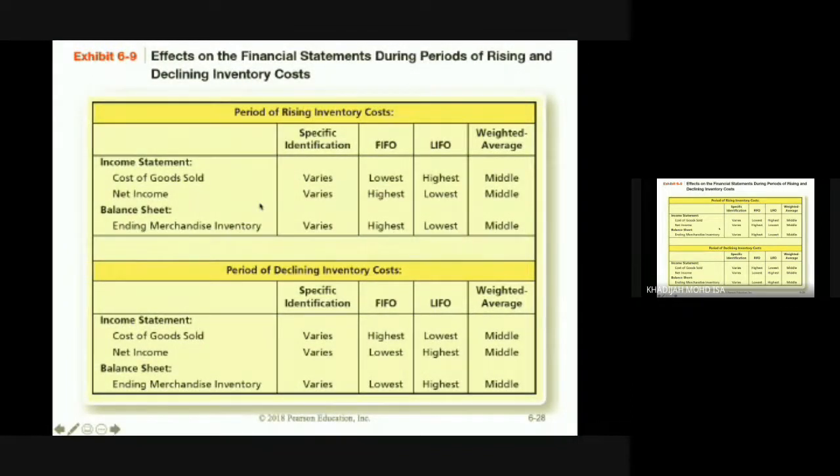For a period of declining inventory cost: normally this is the rising inventory cost, but the declining will be the opposite of it. So just remember the top one, the first part, the period of rising inventory cost. If the question asks for the declining inventory cost, it will be the opposite of it.